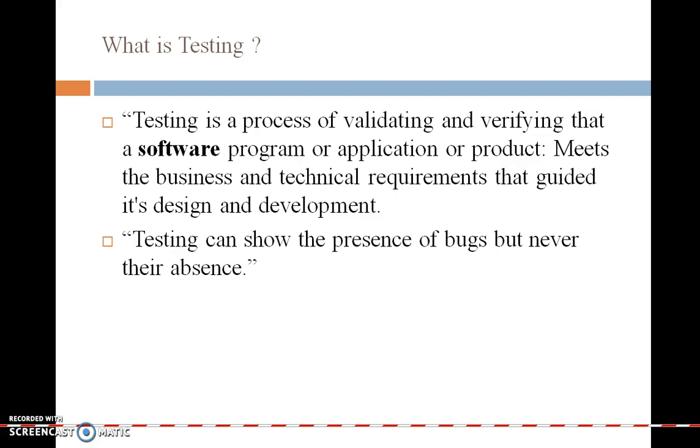One more definition is, testing can show the presence of bugs but never their absence. If I am testing 10,000 lines of code, then it is for sure that there will be a single line of code with a bug. I can identify a single bug.